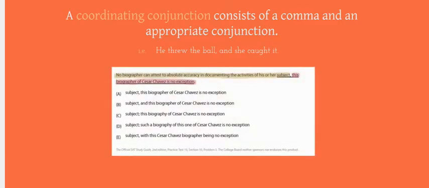Now looking at this example, no biographer can attest to the absolute accuracy in documenting the activities of his or her subject. This biographer of Cesar Chavez is no exception. The comma by itself is not enough. So, since this is an example with a comma and a coordinating conjunction, you can look through the samples here and identify that you can put an and before the comma, and that is the best solution.